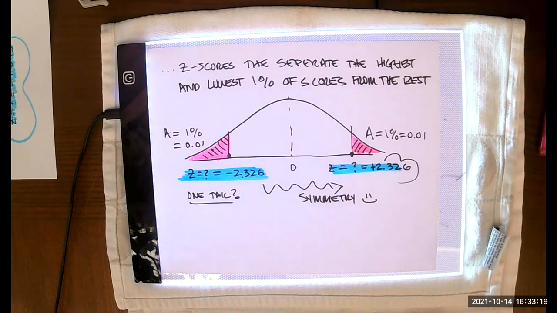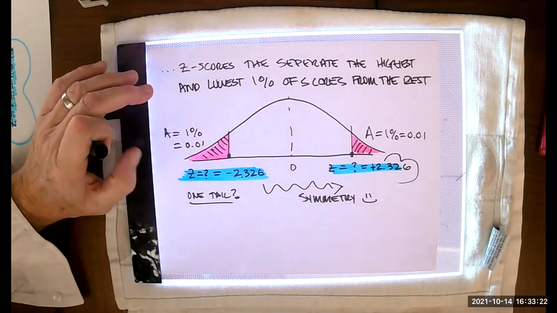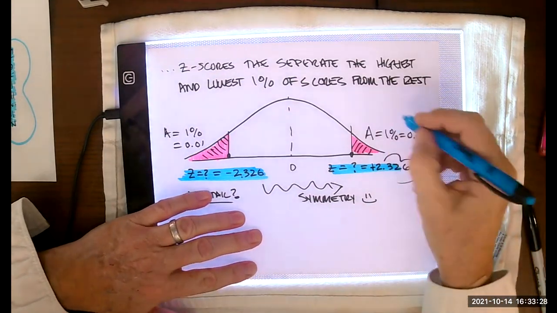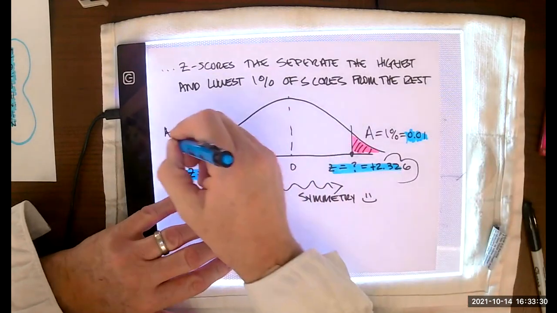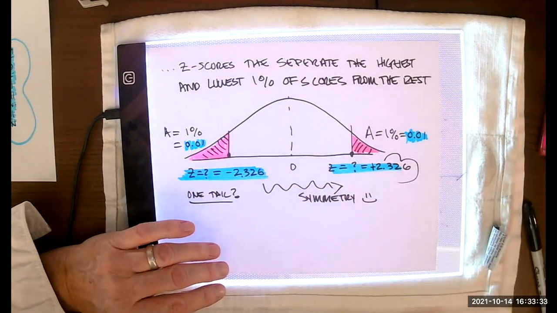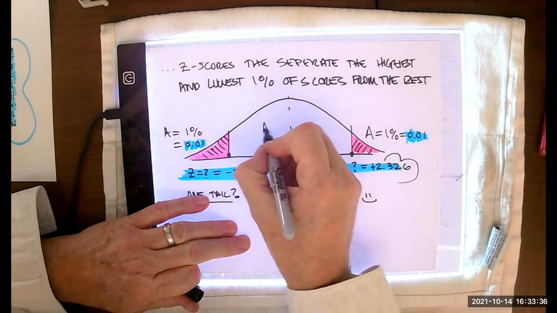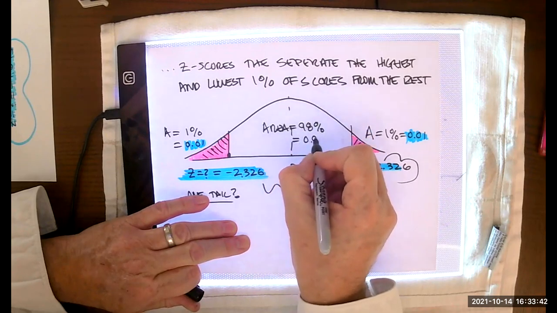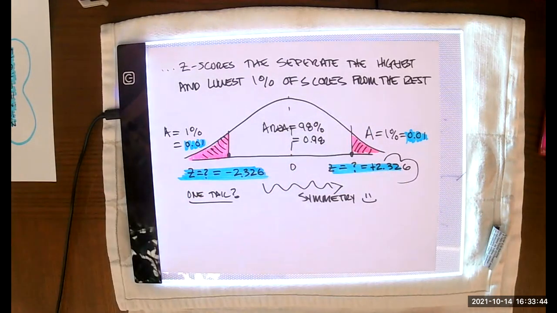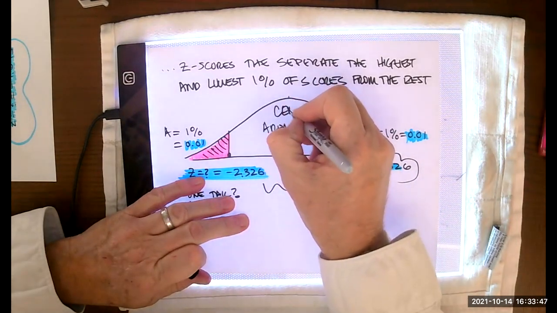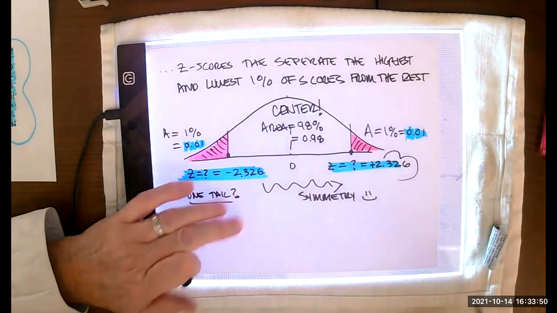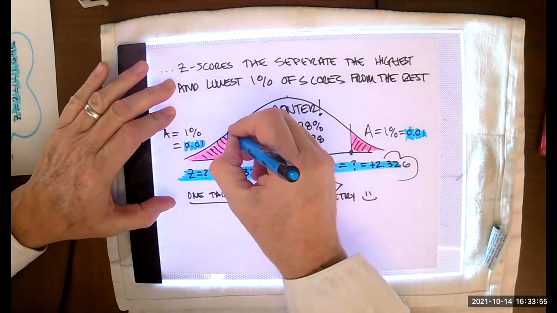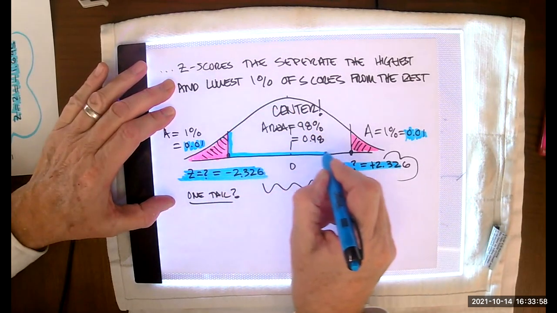Or, and there's good reason to do this too, I can note that because we've got an area of 1% over here and an area of 1% over here, that means the total area in the middle is 98% or 0.98. That is in the center. So there's a couple of different ways you might want to parse the problem. Either way works, to tell you the truth.